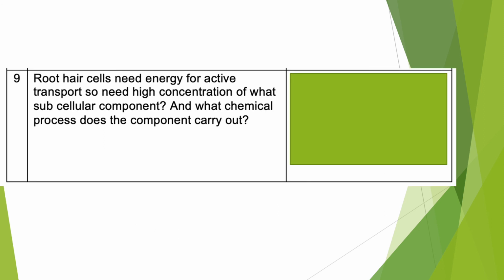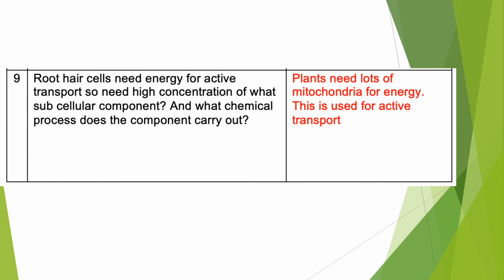Right, so number nine, just a really simple one. Root hair cells need energy for active transport, so they need a high concentration of what subcellular component? Remember that subcellular component just stands for organelles. So what organelle is needed so they have the energy for active transport? That is the mitochondria. They need a lot of mitochondria for energy.